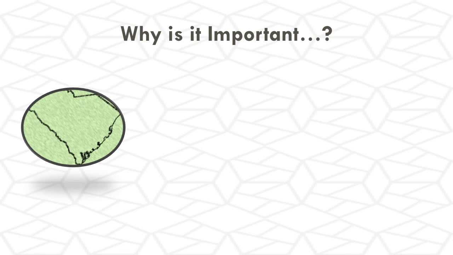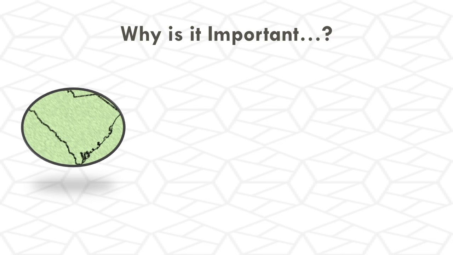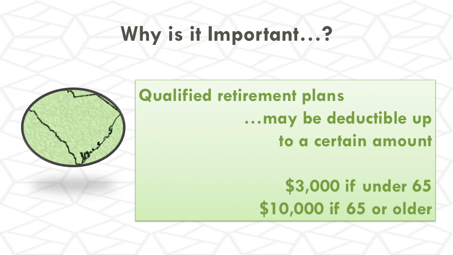In South Carolina, Social Security, railroad retirement, and disability retirement are not taxable in the state. Note that for disability retirement income, certain conditions apply for this income to be tax exempt. Now, other qualified retirement may be deducted up to a certain amount in South Carolina, and that amount will depend on age. So a South Carolina taxpayer can deduct up to $3,000 if they're under age 65, and up to $10,000 if they're 65 or older.